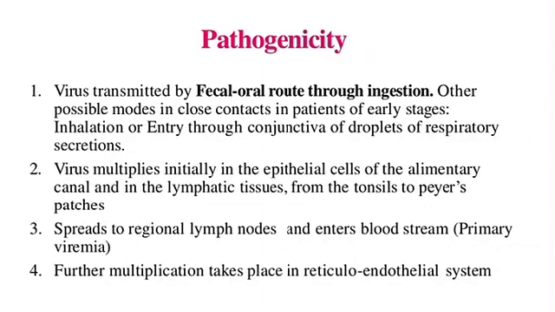Speaking about pathogenicity, the virus is transmitted by the fecal-oral route through ingestion. Other possible modes are close contact with patients in the early stages, inhalation, or entry through the conjunctiva via droplets of respiratory secretions. The virus multiplies initially in the epithelial cells of the alimentary canal and in the lymphatic tissues, from the tonsils to the Peyer's patches. It spreads to the regional lymph nodes and enters the bloodstream, causing primary viremia. Further multiplication takes place in the reticuloendothelial system.